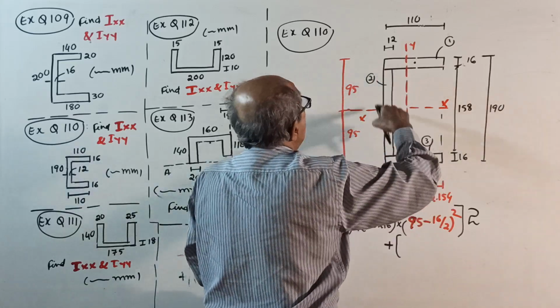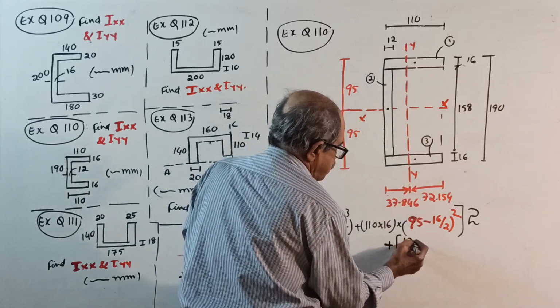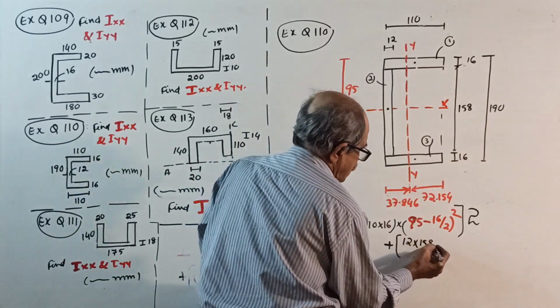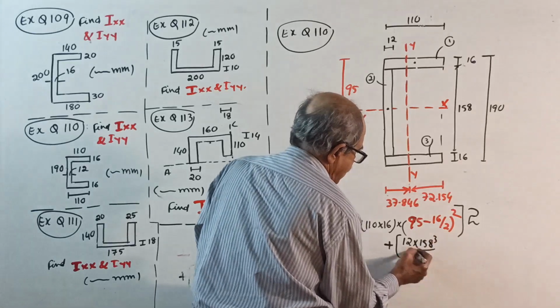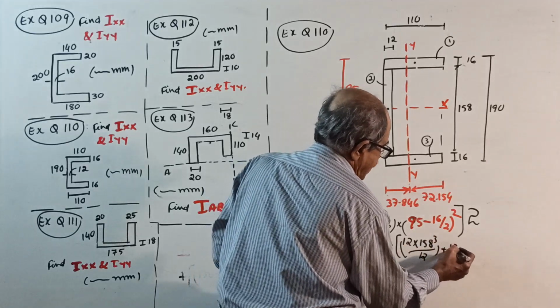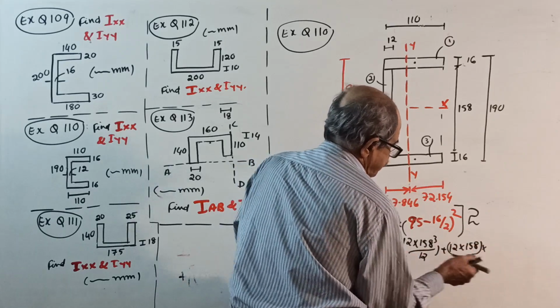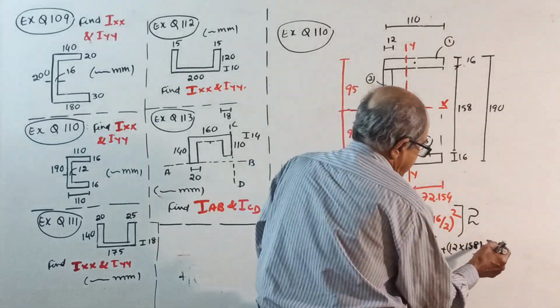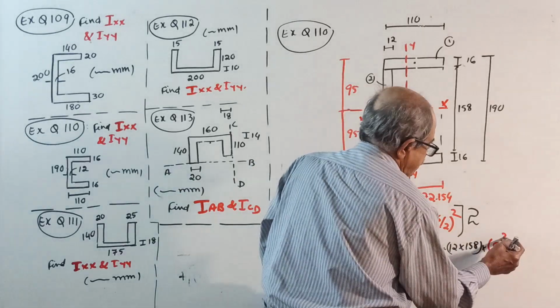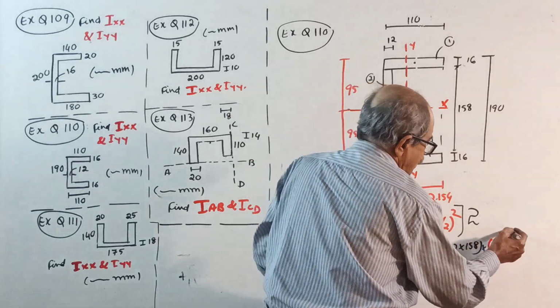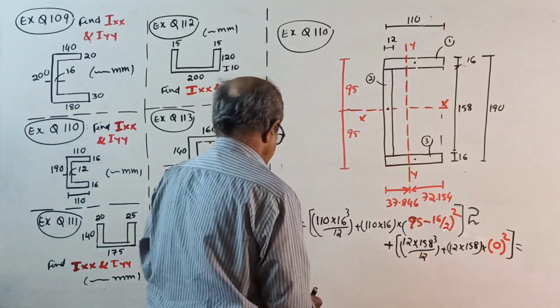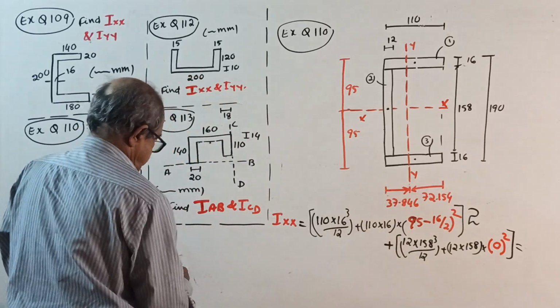It is 12 into 158 cube divided by 12, plus 12 into 158 into 0 square. If someone has a doubt why 0 square, I will tell in my class. Okay, over. Now IYY.